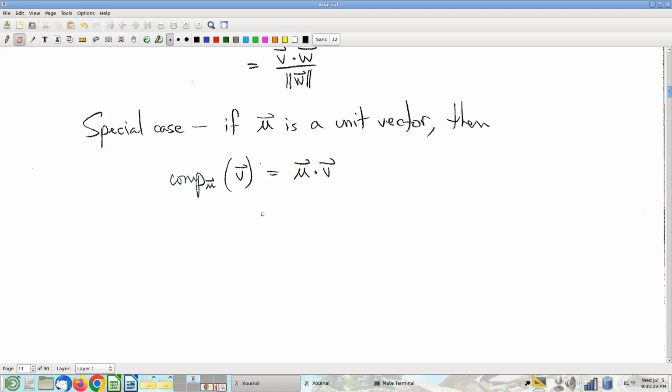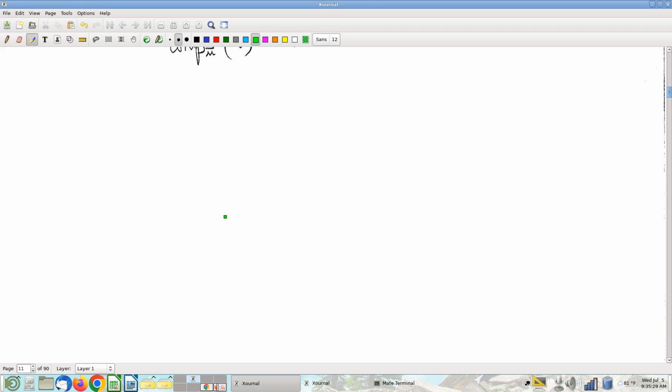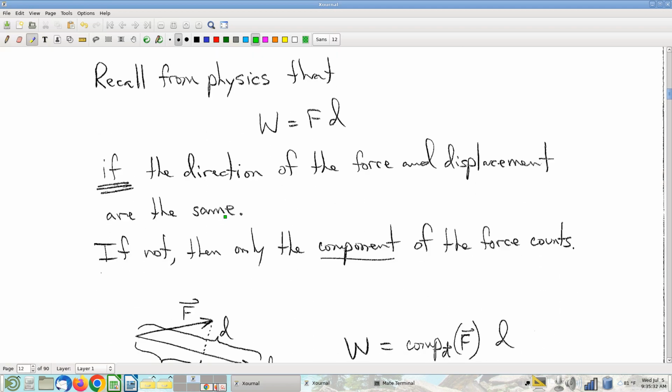All right, neat application. By the way, this is going to come up a lot. We're going to be doing quite a bit of this over the course of Math 212. Now here's another application, and this is actually going to be a surprisingly useful one as well.